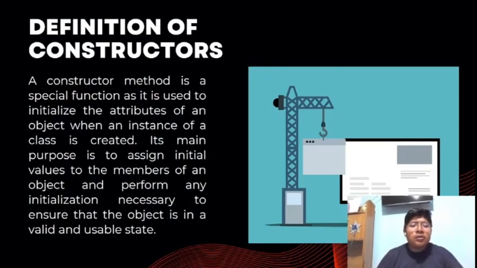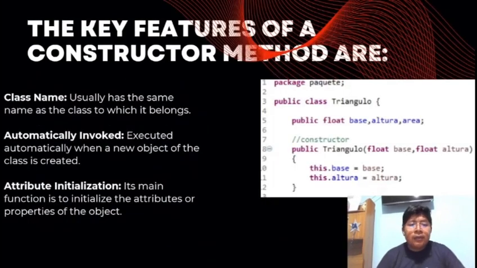Definition of the constructor. A constructor method is a special function used to initialize the attributes of an object when an instance of a class is created. Its main purpose is to assign initial values to the members of an object and perform any initialization necessary to ensure that the object is ready.